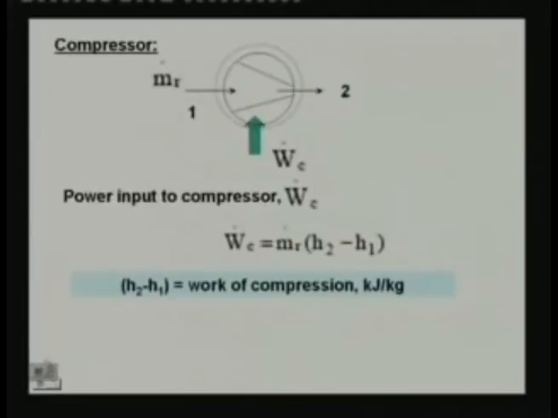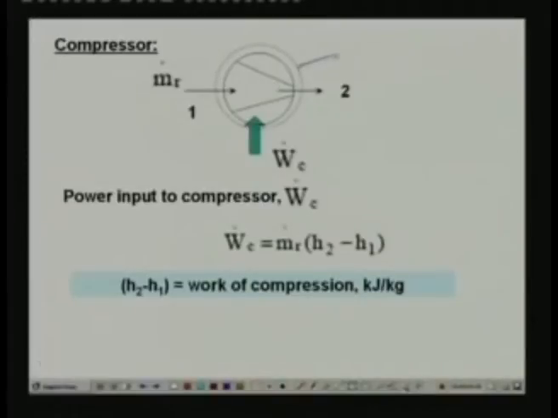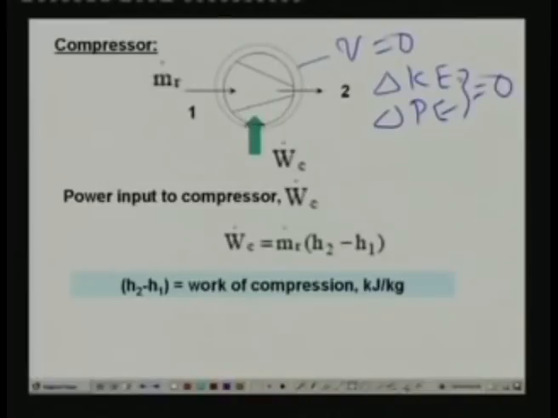Now if you apply the steady flow energy equation to the compressor, remember that we are assuming the compression process to be isentropic, so there is no heat transfer, Q is 0. Again we are neglecting delta KE and delta PE, both are negligible. Refrigerant enters at state 1 at evaporator pressure and temperature, and it exits at state 2 which is at condenser pressure and at a discharge temperature T2. And W dot C is the power input to the compressor.